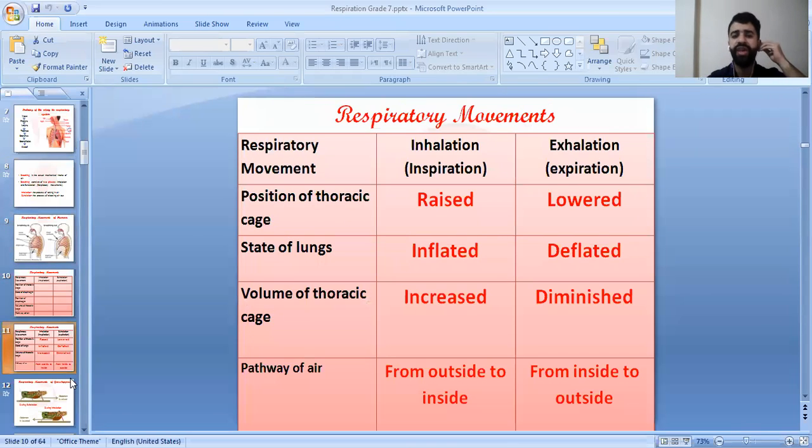The movement of the thoracic cage: during inhalation, if you see here, the thoracic cage will increase, will be raised. During exhalation, it will be lowered. The state of the lungs: during inhalation they will be full of air, so they are going to be inflated. During exhalation, they'll be deflated. They will get rid of the air inside them. Thoracic cage, look at my thoracic cage, during inhalation will increase, will raise, and during exhalation will decrease. Pathway of the air: during inhalation, air is going to enter from outside to inside. During exhalation, from inside to outside.